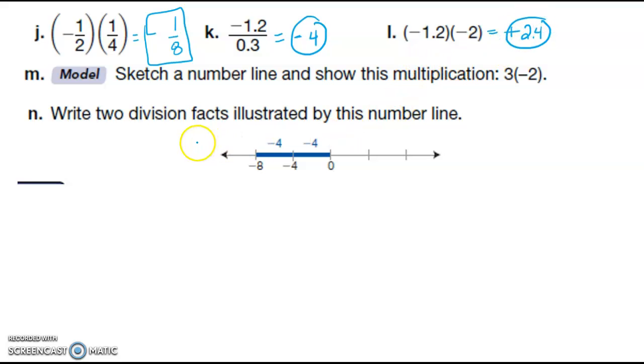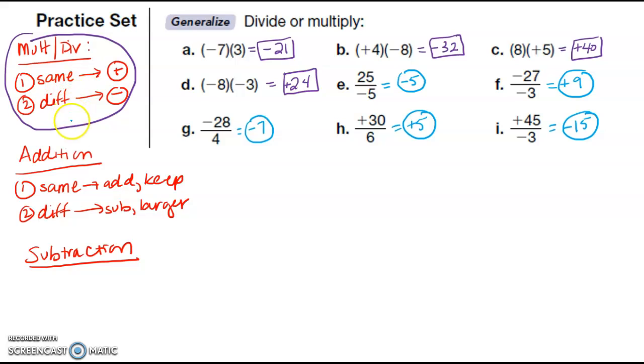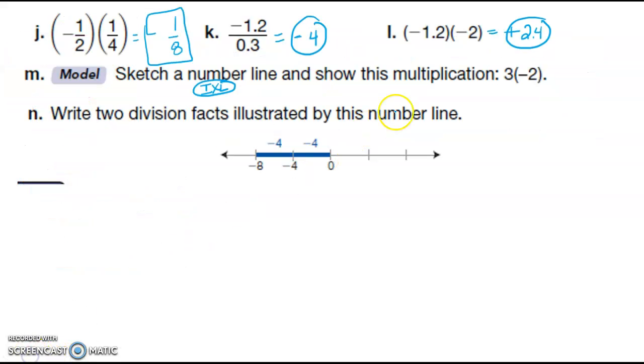Okay. It says sketch a number line to show this multiplication. Now, in your IXLs, you've been using a number line. I'm not a huge fan, but if you are, you're welcome to do that. What I'd rather do is I'm more of a fan of rules that don't change. So here I have a +3 times a -2. They're different signs, so that's going to be a -6.